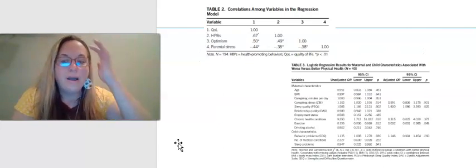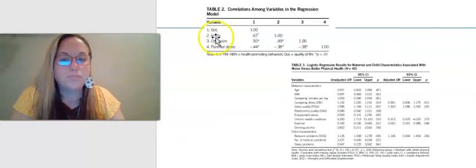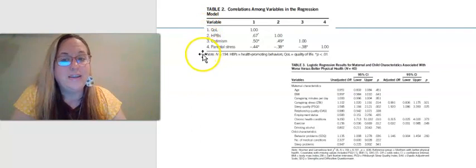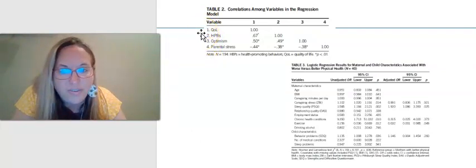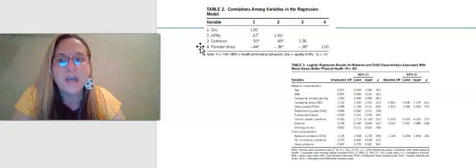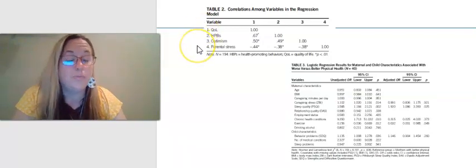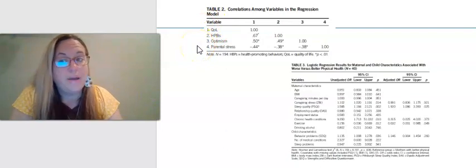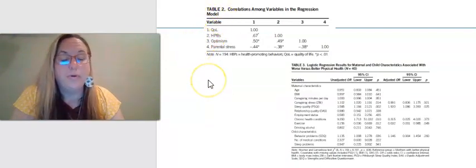Here's another data table. So this example up here that I'm looking at is a correlation matrix. So it is 4 different study variables: quality of life, health promoting behaviors, optimism, and parental stress. And again, I'm not even sure what article I got this from. I just use this for example.